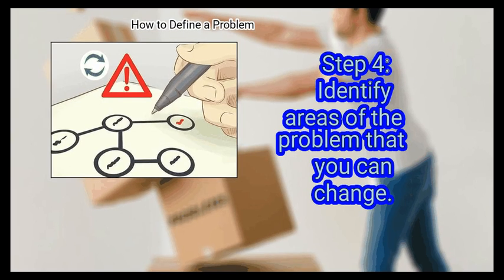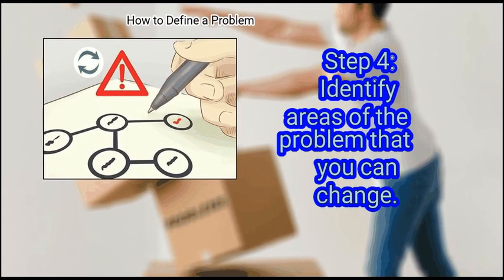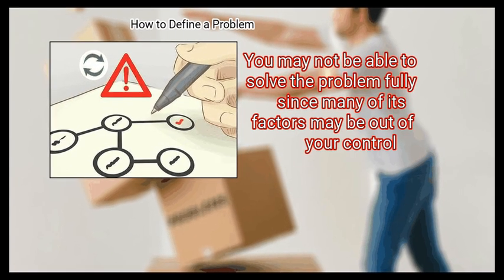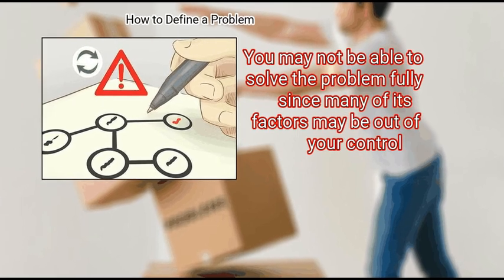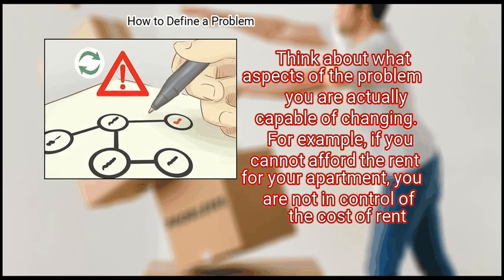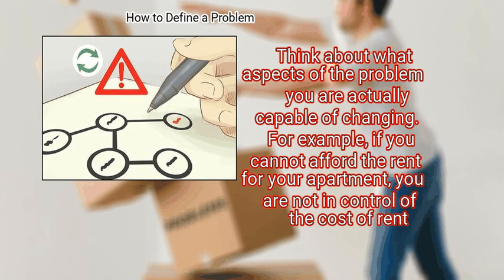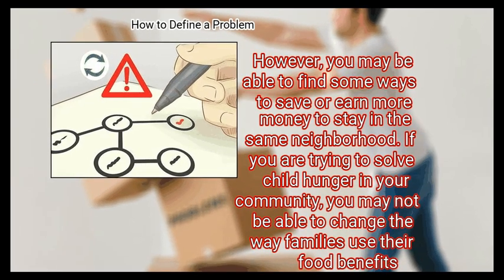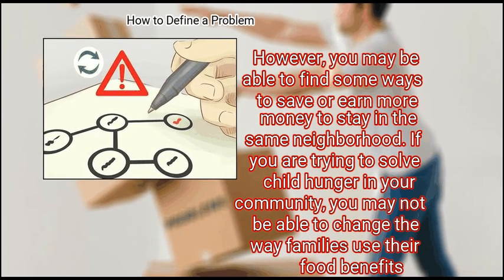Finally, identify areas of the problem that you can change. You may not be able to solve the problem fully since many of its factors may be out of your control. Think about what aspects of the problem you are actually capable of changing. For example, if you cannot afford the rent for your apartment, you are not in control of the cost of rent. However, you may be able to find some ways to save or earn more money to stay in the same neighborhood.